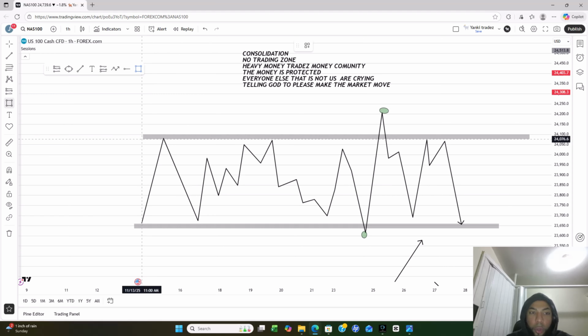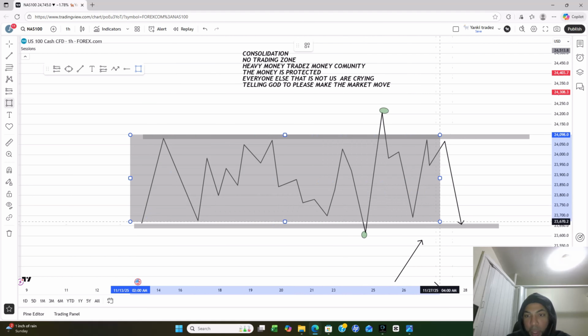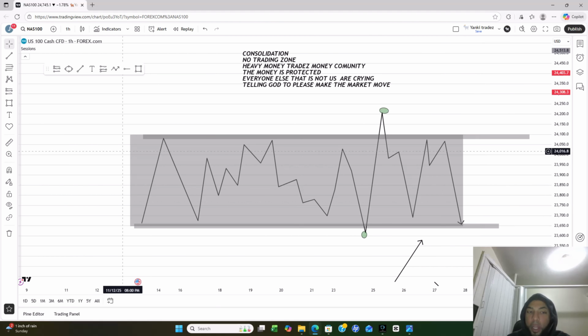No trading zone. When you see the market is going sideways, you take this tag, I think the rectangle, and blur everything out. That means you're not supposed to be there. You don't want to lose money. You don't want to be part of that. You stick with the rules.